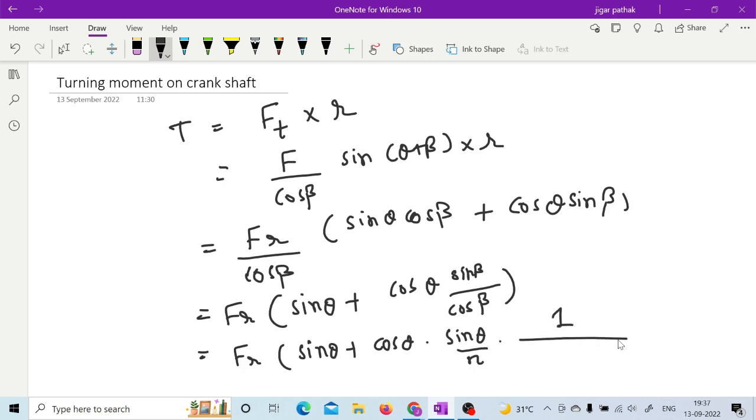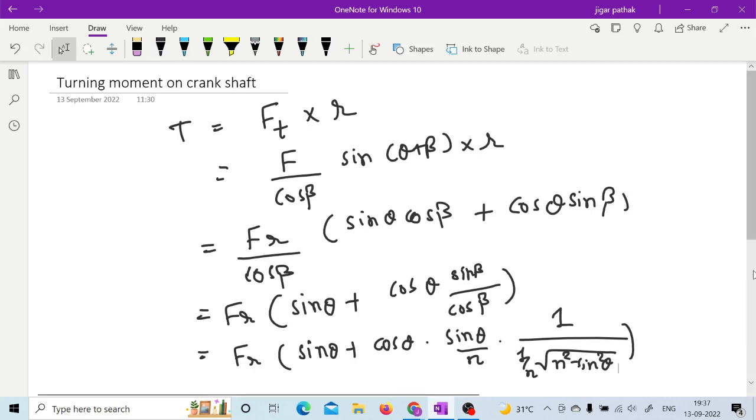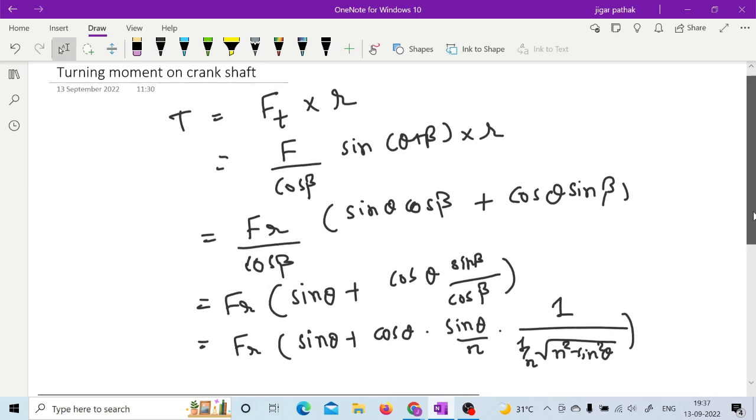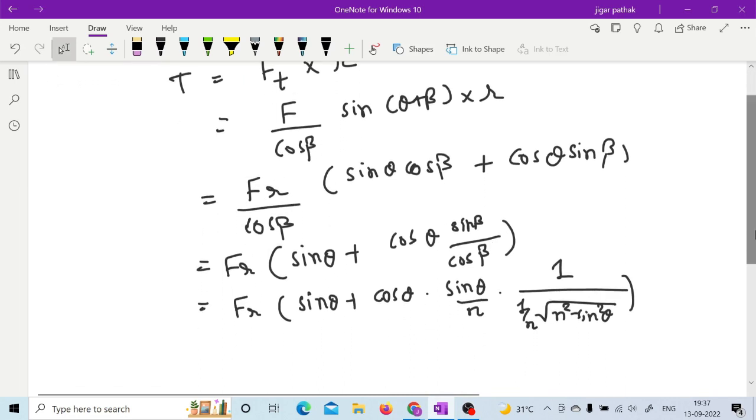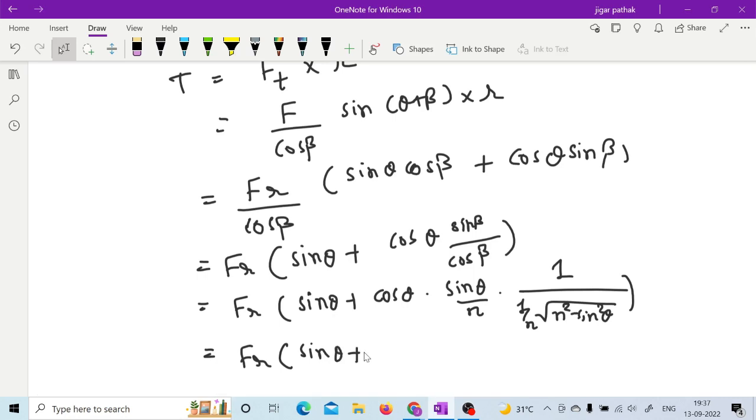Similarly, this cos beta can be written as 1 upon n square minus sin square theta, right? So if you further simplify it, then this n will be cancelled out and you can write it as Fr sin theta plus, if you multiply and divide by 2, then 2 cos theta sin theta will give you sin 2 theta, and divide by 2 into this under root of n square minus sin square theta.